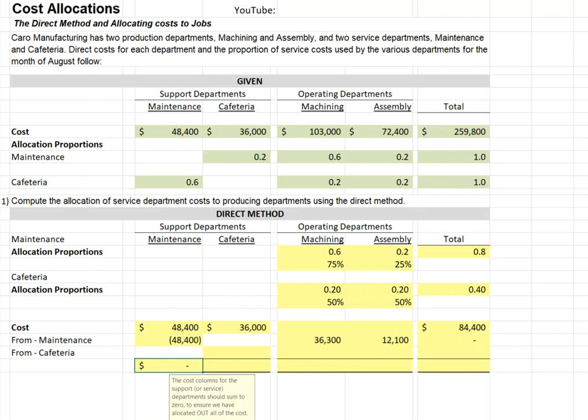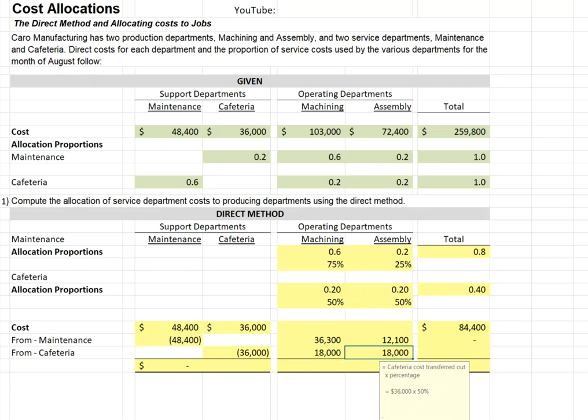The $36,000 in the cafeteria will be allocated out to both the machining department and the assembly department in equal proportions. 50% will go to machining and 50% will be allocated to the assembly department. Again, we sum the row to ensure we've allocated our costs correctly, and we sum the column to zero to make sure we've allocated out all of our cost. So the total cost being allocated to the machining department is $54,300 and $30,100 for the assembly department. And again, we check to make sure that the cost after our allocation equals the total indirect cost that we were given.